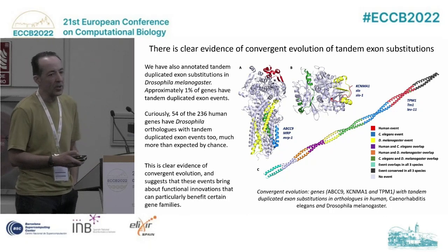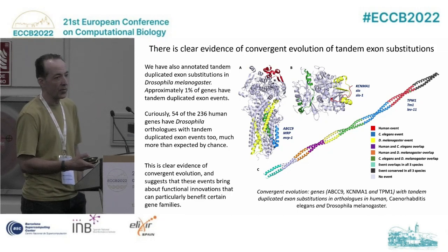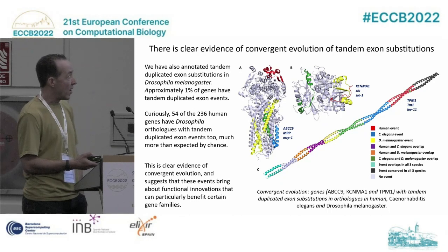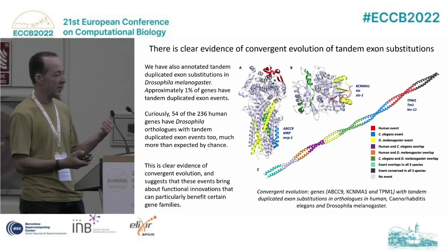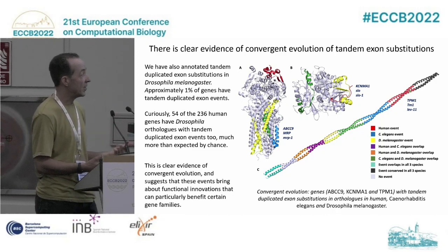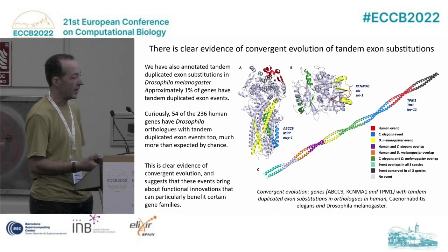We had already done this for the human set, so now we tried to annotate tandem exon duplications in Drosophila. We did this in vertebrate species, basically because we know that these things are conserved all the way across vertebrates, so it's not so interesting looking at other vertebrates. Within Drosophila, we found that approximately 1% of the Drosophila genes had these exon types. And of the 236 events in the human set that we looked at, 54 of them have Drosophila orthologs that also have these events. So you've got 1% of the human genes have these events, 1% of the Drosophila genes have these events, yet 54 of the overlapping genes have events in Drosophila as well, which is obviously highly significant, and it really suggests that there's clear evidence of convergent evolution.